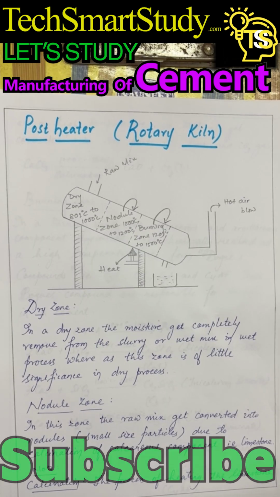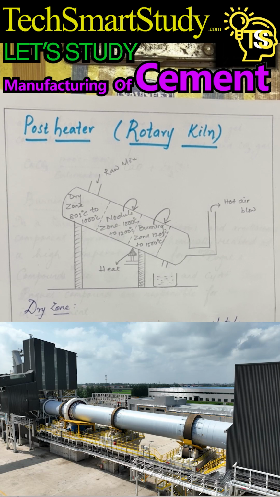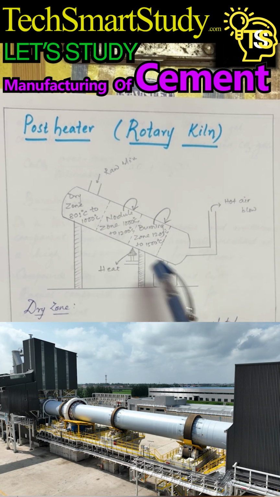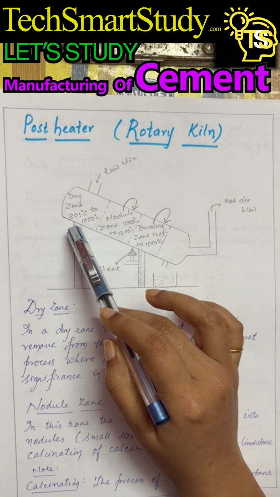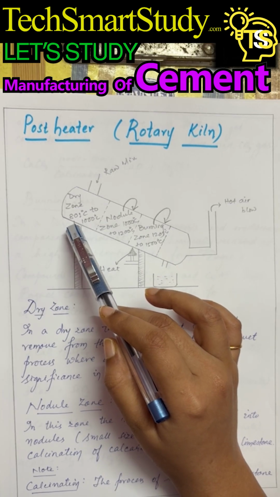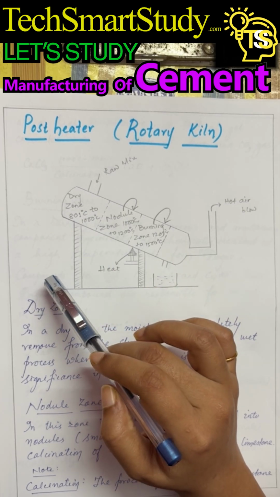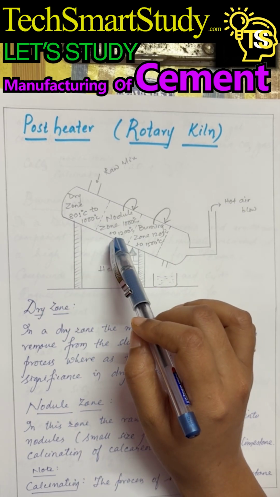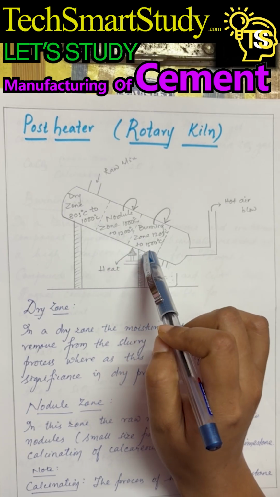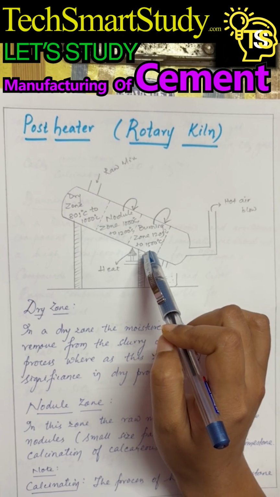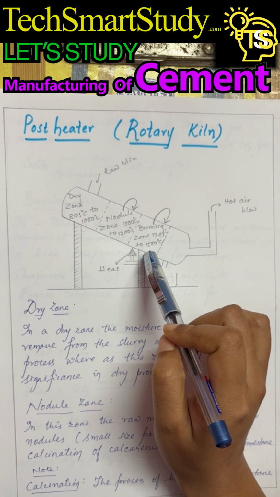Post heater, or otherwise called rotary kiln. This is the rotary kiln. It has three zones. The first zone is the dry zone, whose temperature is around 801 degrees centigrade to 1000 degrees centigrade. The second zone is the nodule zone, whose temperature is 1000 degrees centigrade to 1200 degrees centigrade. The third zone is the burning zone, whose temperature is 1200 degrees centigrade to 1500 degrees centigrade.